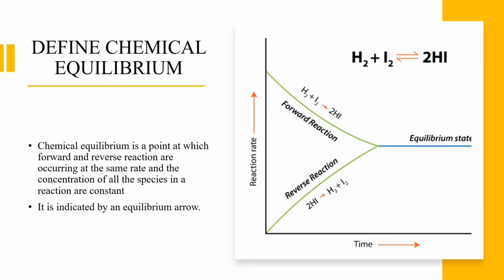So let's begin. What do you think is chemical equilibrium? Chemical equilibrium is a point at which the rate of forward reaction and reverse reaction are occurring at the same rate and the concentration of all species in a reaction are constant. So when the rate of forward reaction and reverse reaction are equal, the reaction is in the state of chemical equilibrium. It is indicated by double arrows like this one, two-way arrows, which mean that these are reversible reactions.